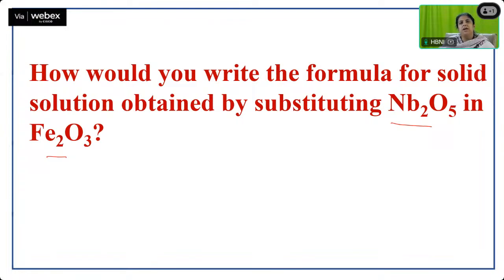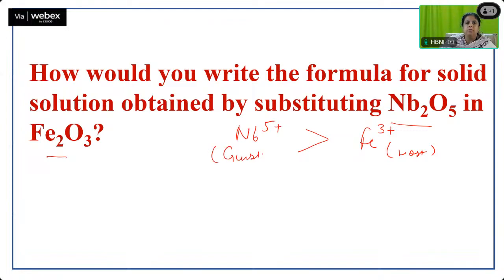So in such cases, first of all, you have to remember that this is again the case of the guest ion having higher charge than the host ion, right? This is your host and this is your guest. So that means I can either have a cation vacant or an anion excess solid solution. Okay, so how do I equate?